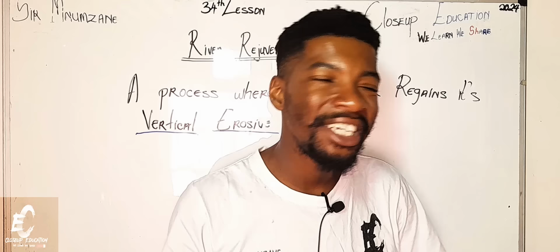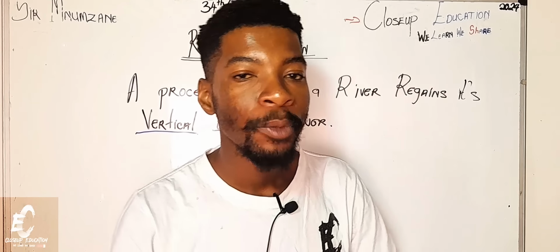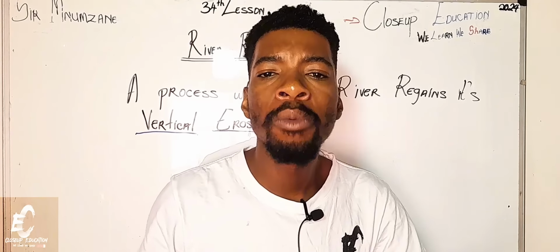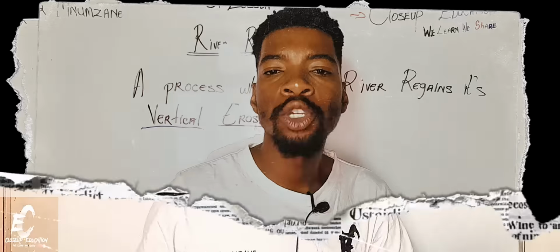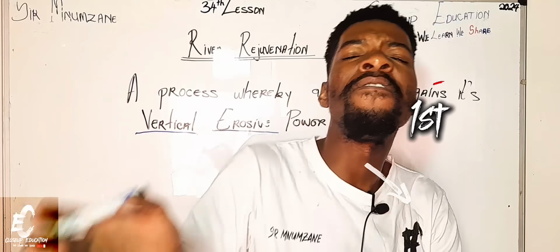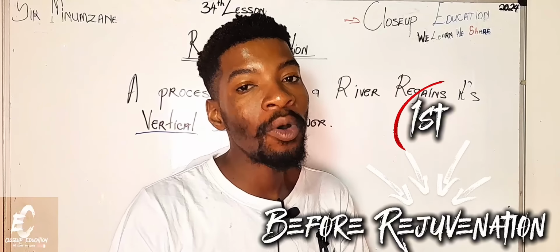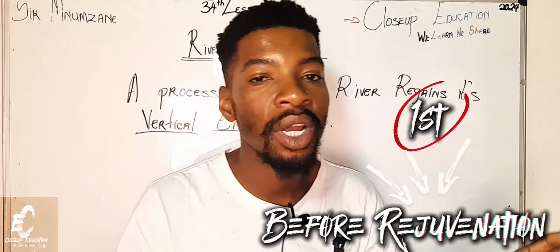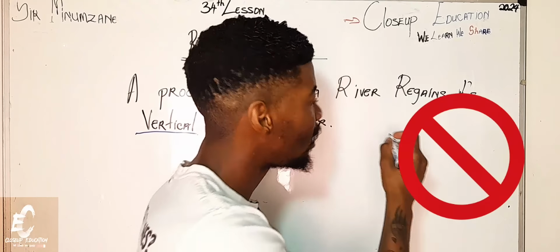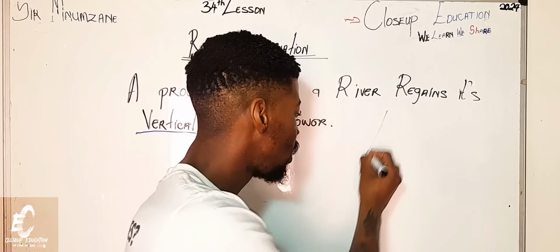So now let's sketch a cross profile of the fluvial landforms that can occur. So this first one will be before river rejuvenation has occurred, right? Let's start. I'm not an artist. I've said this and I'll say it again.